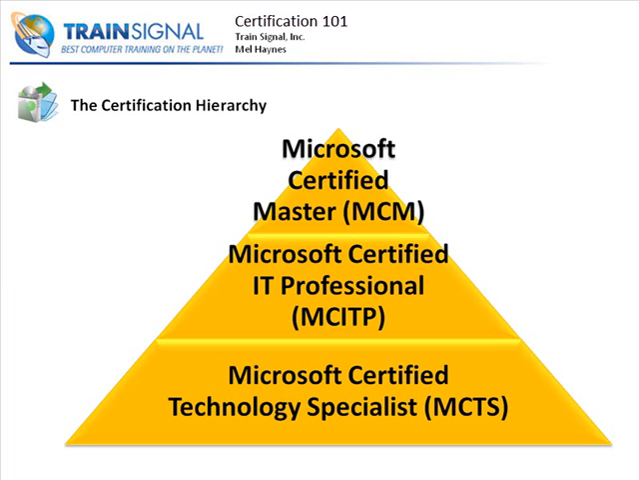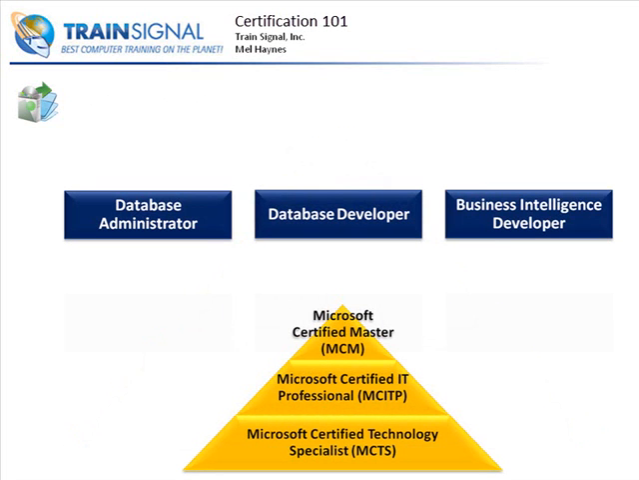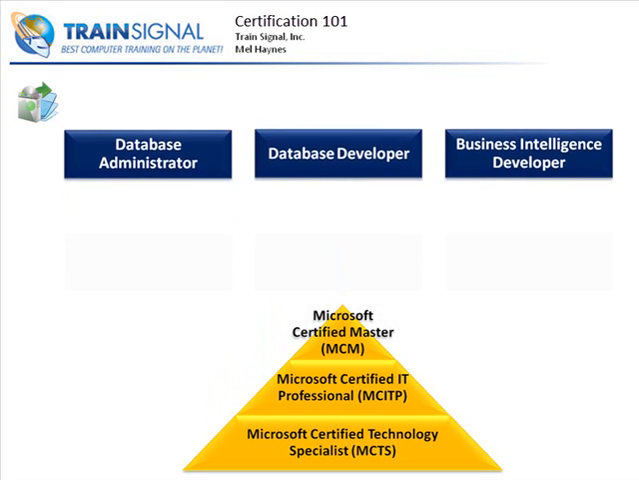But before we get into more details on the hierarchy, let's also talk about the different tracks. Microsoft actually has 3 different certification tracks. So in addition to the hierarchy, there's also the concept of an MCTS in database administration, or MCTS in database development, or MCTS in business intelligence development. So you have the different levels plus the different tracks. So with that background, let's talk about the different exams that get you there.